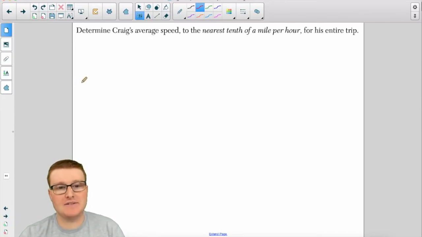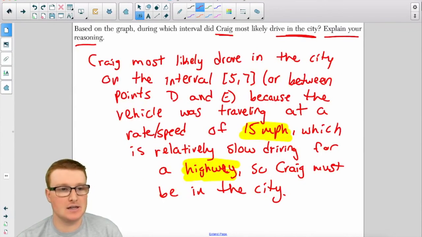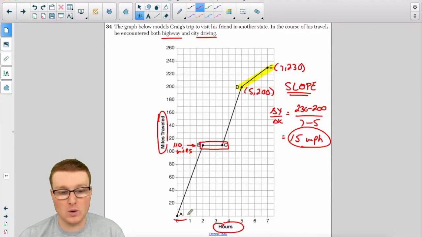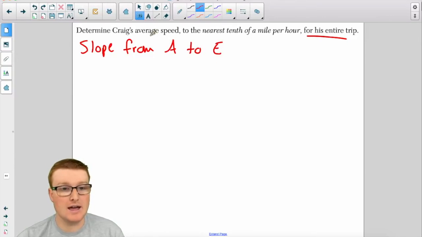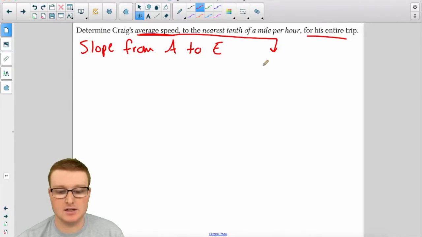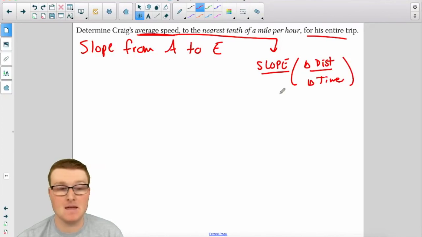Then it says determine Craig's average speed to the nearest tenth of a mile per hour for his entire trip. So all you need to do is take the average speed from point A to point E. Okay? So we're finding the slope from A to E. Okay? Average speed means slope. That's what that means. Average speed means slope, which is the change in the distance over the change in the time. Okay? So here we go.